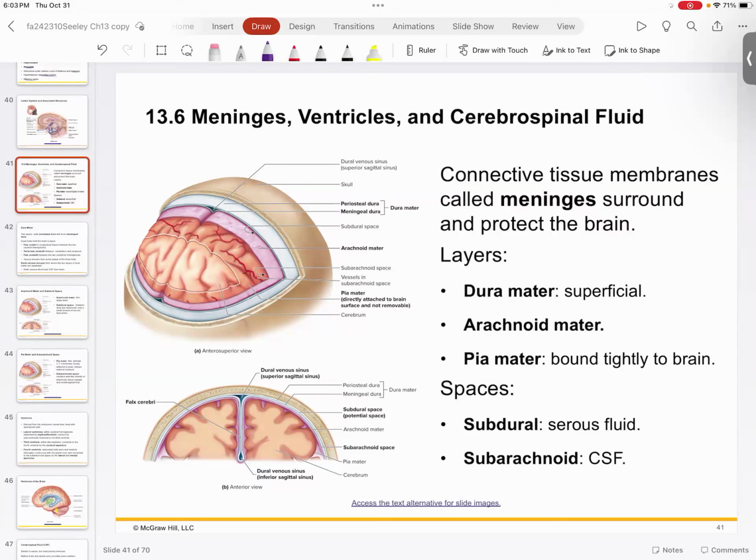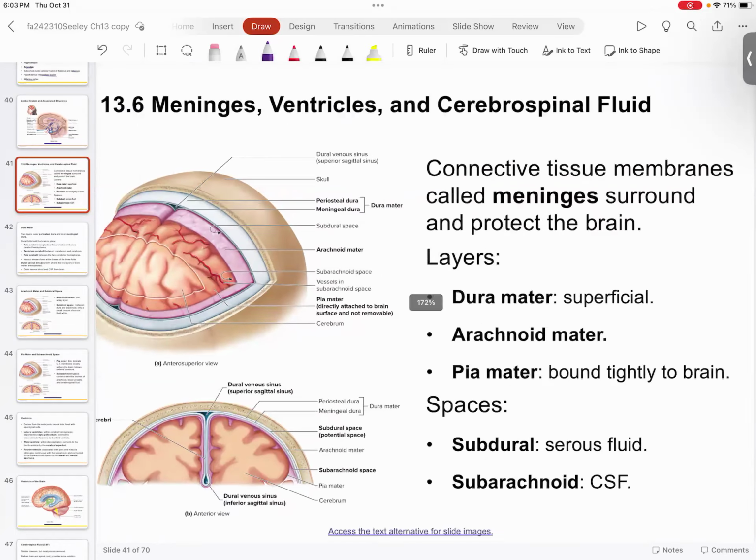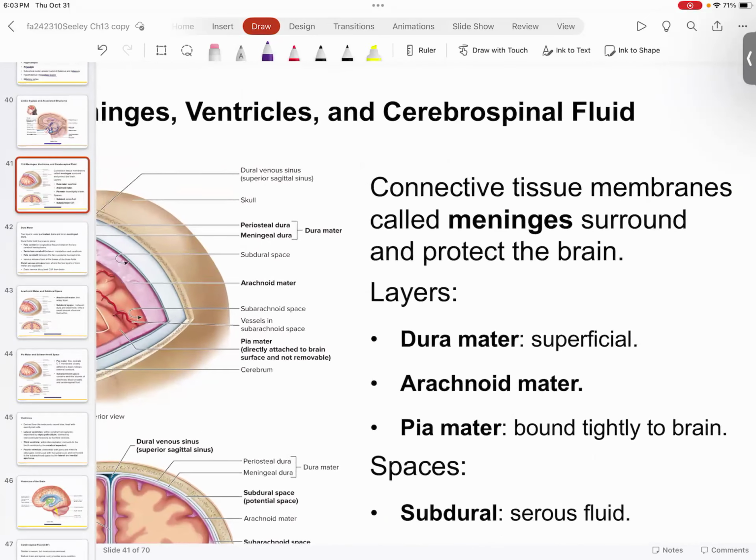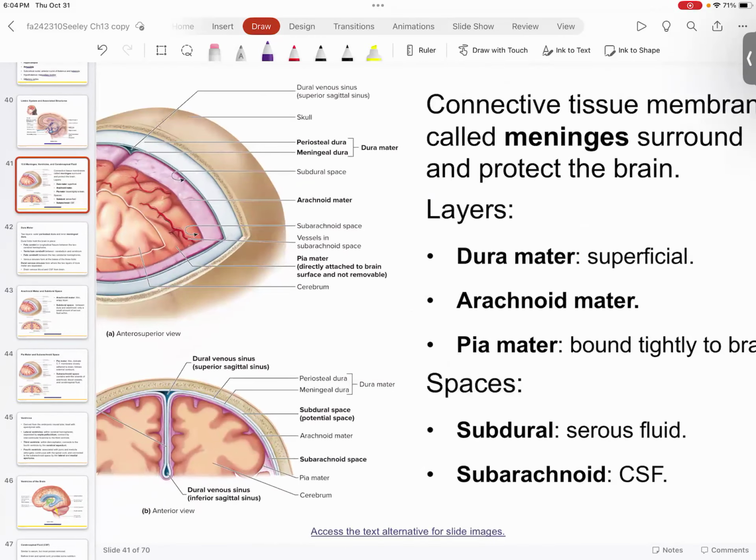Okay, so this is a topical shift. We're going to talk about the coverings of the brain, the meninges, the ventricles, and the cerebrospinal fluid. So basically the brain itself is going to be wrapped up in connective tissue layers called the meninges. These are membranes that cover the brain, they protect the brain, and you have 3 main layers.